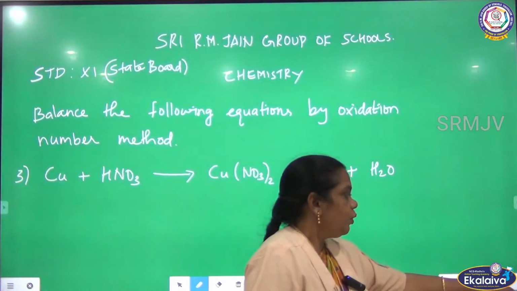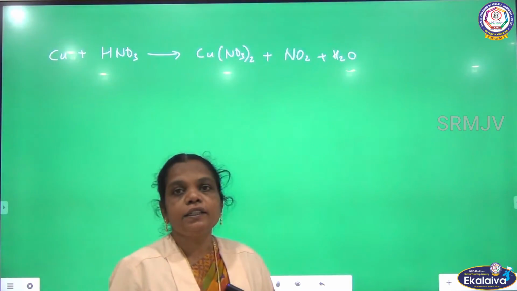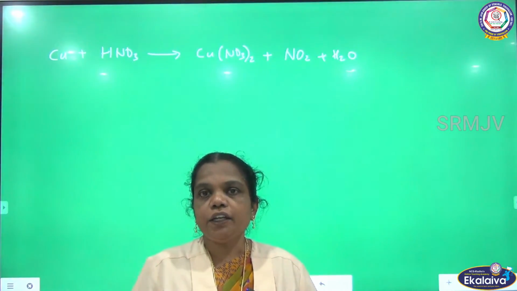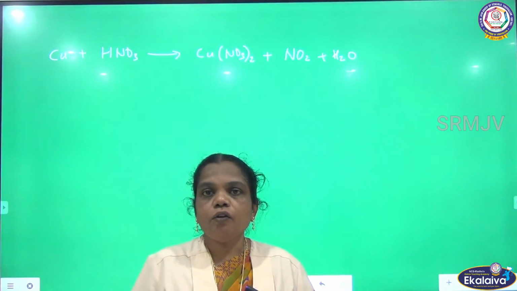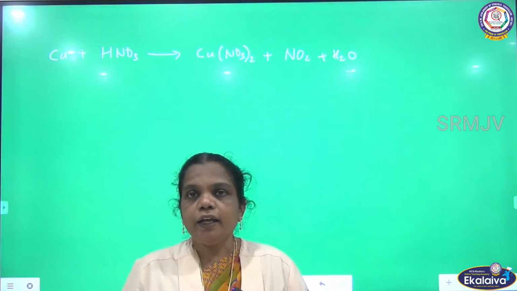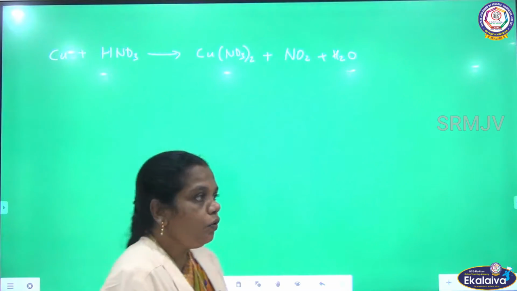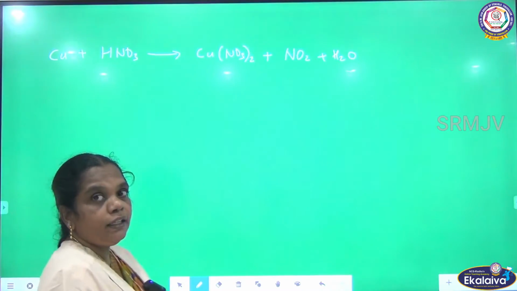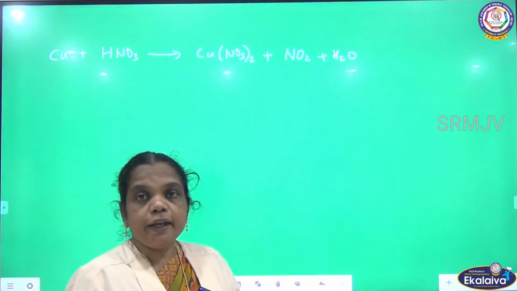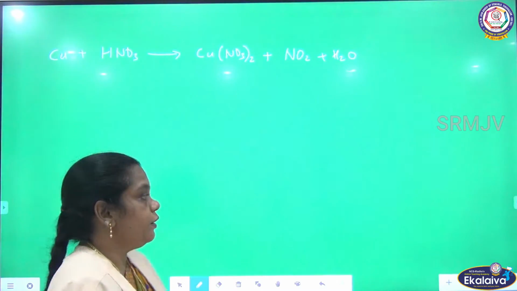First step, you want to find the oxidation number for every element in the given equation and then find out which element undergoes oxidation and which one undergoes reduction. First we are going to assign the oxidation state for every element in the equation.